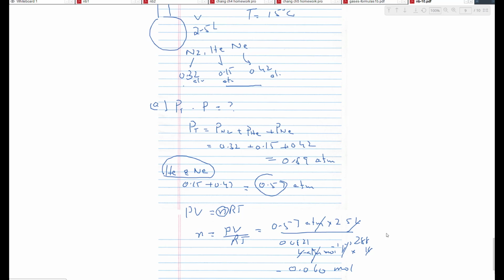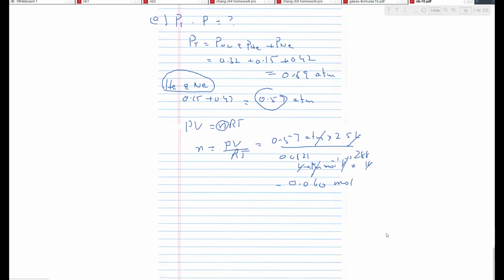0.060. Okay. I'm taking the moles of helium and neon. Once I have the moles of helium and neon, now I'm going to calculate the volume at STP for these helium and neon, again using the general gas equation.